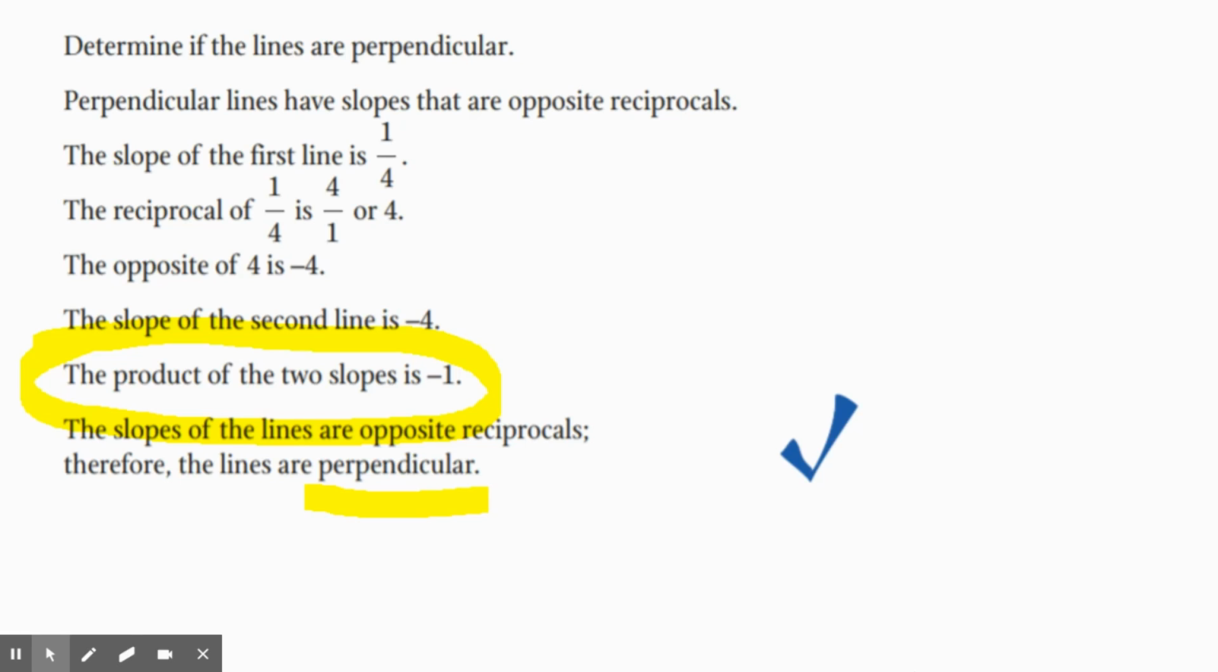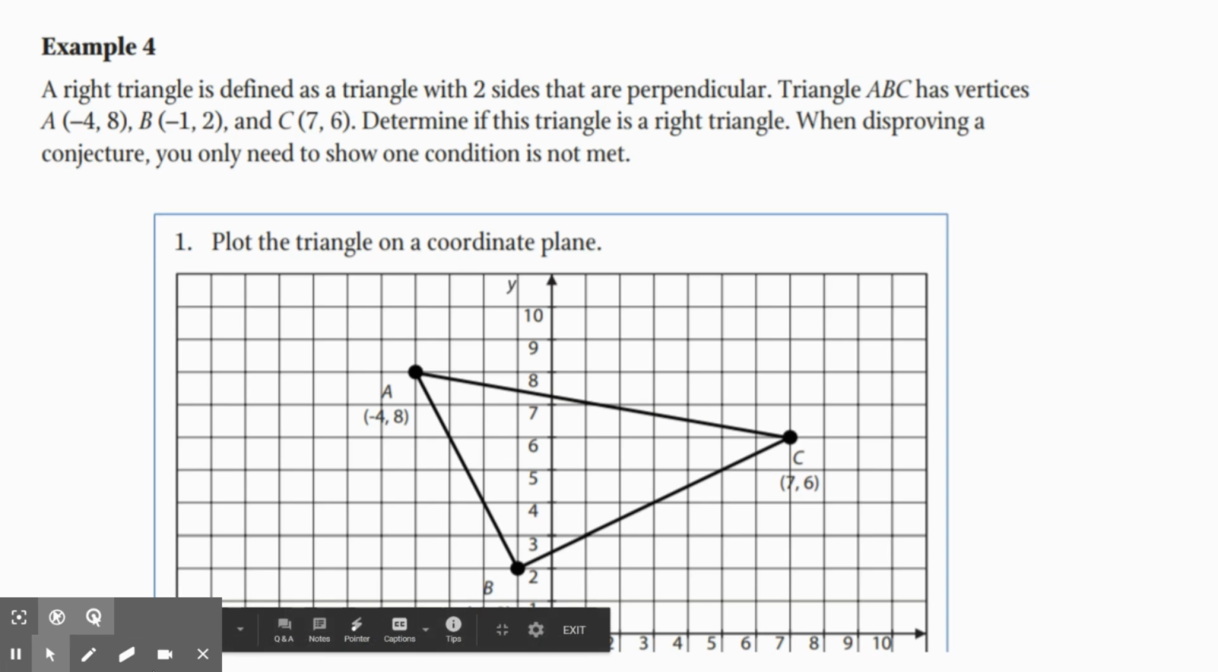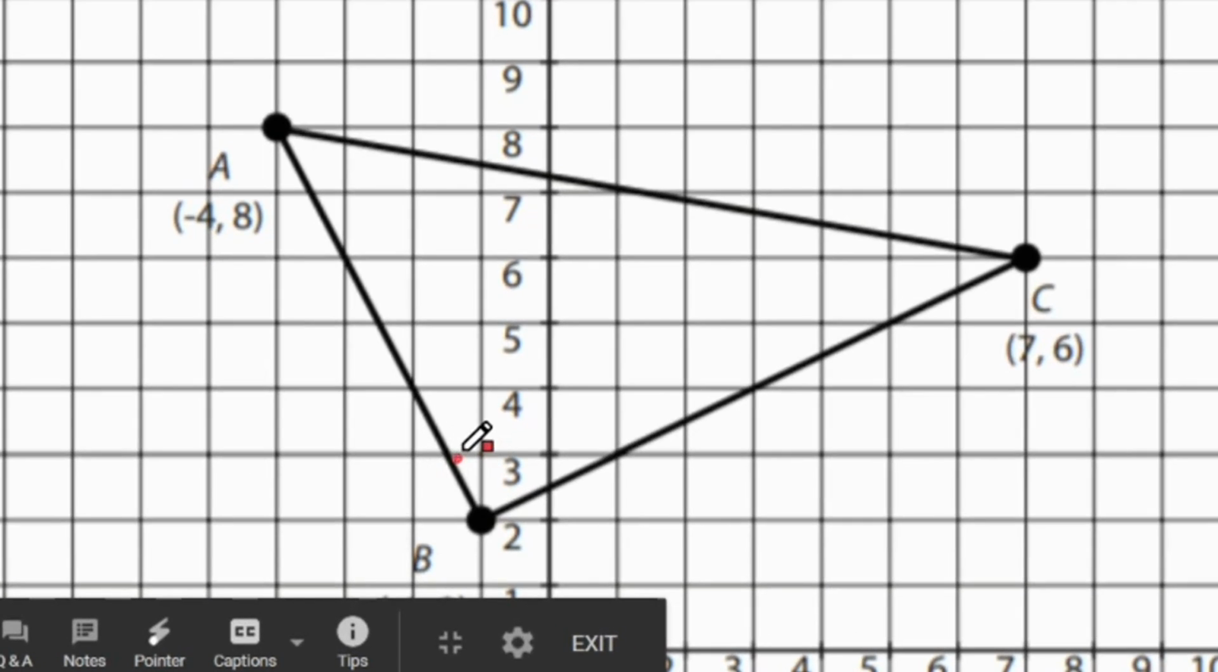Again, it's all about proving these lines are perpendicular or parallel. Whenever I say the word prove, we're going to use what's called a geometric proof, and I'm going to want to see all of this work. For example, prove this is a right triangle given these coordinates. The first thing you'd want to do is draw the picture. Then I would ask myself, where do you believe the right angle would be? It looks like the right angle should be right here.